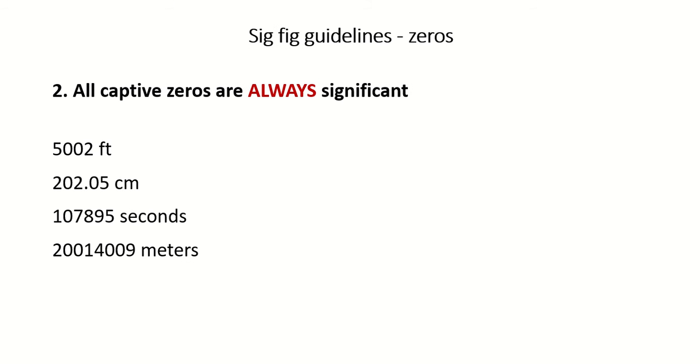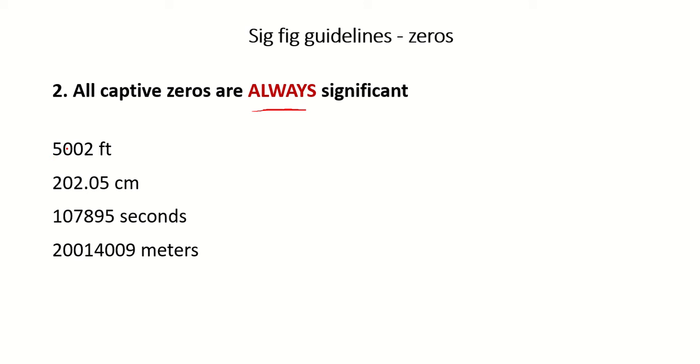Things become a little bit complicated when we have zeros. So there are several rules or guidelines that govern how we calculate the total number of significant figures when we have zeros. The captive zeros are the zeros that you find trapped in between two non-zero digits. So all captive zeros are always significant. So check these numbers.